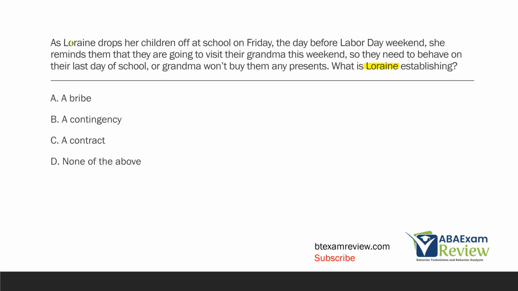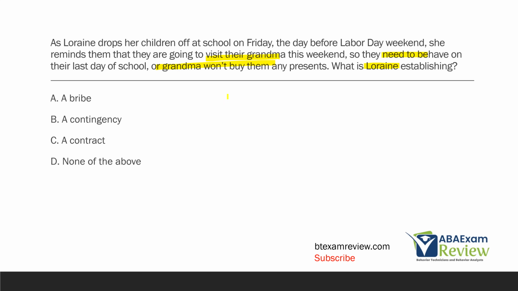Let's start there. As Lorraine drops her children off the day before the weekend, she tells them, you're going to visit grandma, you need to behave, or grandma won't buy you any presents. So what is she establishing? Let's start with a bribe. Now, a bribe is essentially the opposite of a contingency, because with a contingency, you first have to see the learner engage in the behavior before you provide the consequence. The bribe comes the reverse.